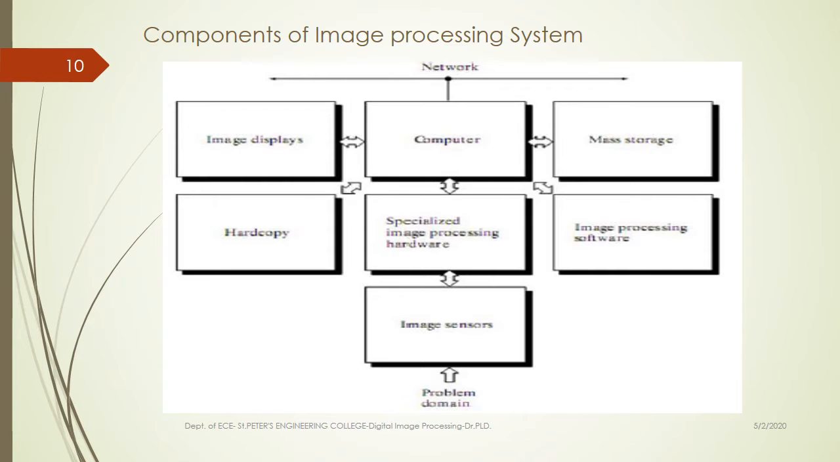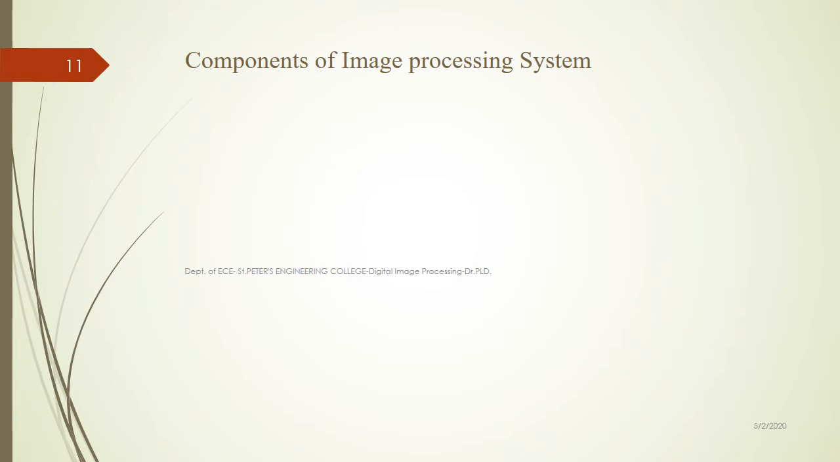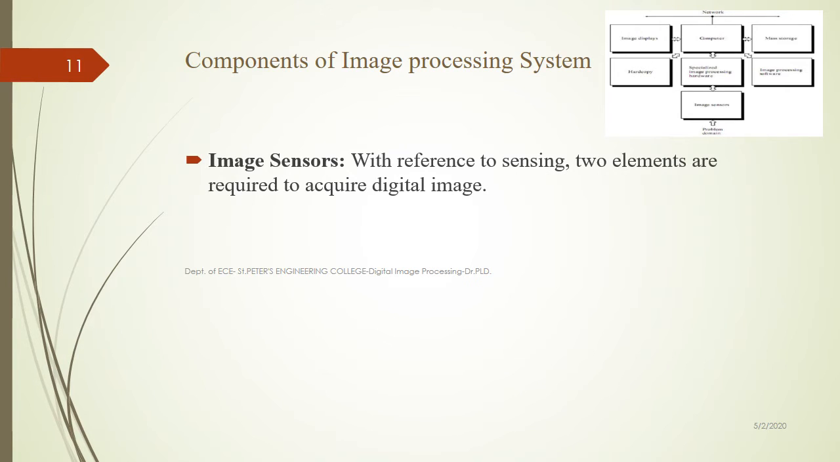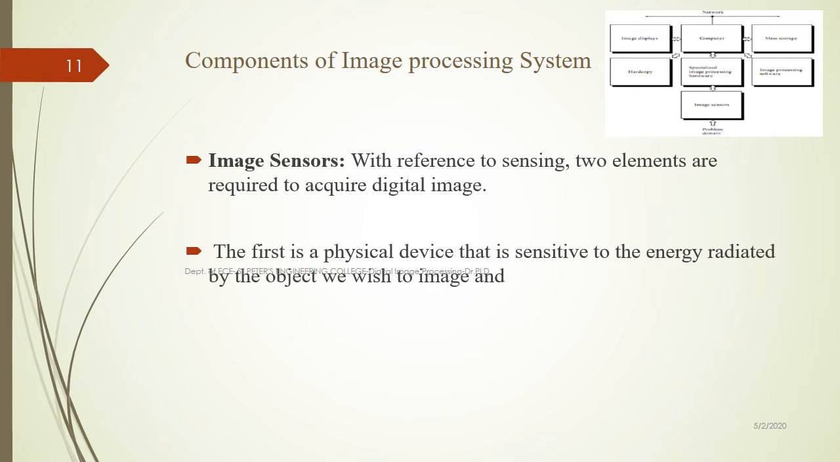Now we can see in depth, one by one, all these components of an image processing system. In this slide, I am showing the total 7 blocks of image processing components, and you can see each explanation now. First, imaging sensors. With reference to sensing, two elements are required to acquire digital images. The first is a physical device that is sensitive to the energy radiated by the object we wish to image.